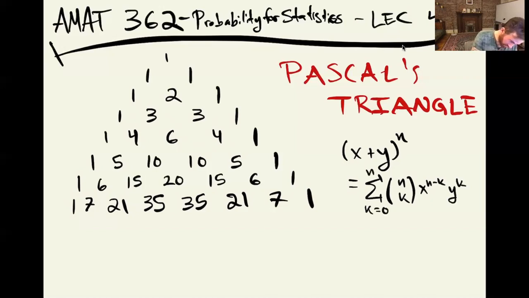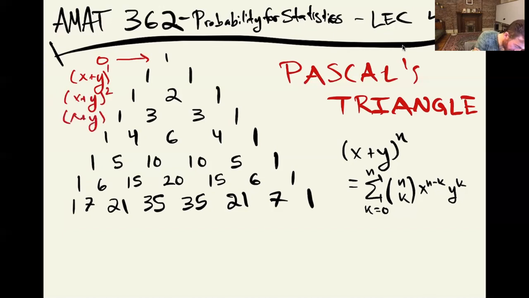So let's check that that works, and let's identify the corresponding rows. I want to think of this as corresponding to the 0th power, and this being the coefficients of x plus y raised to the 1, this being x plus y squared, and this being x plus y cubed.